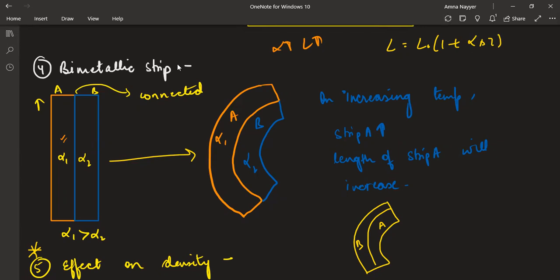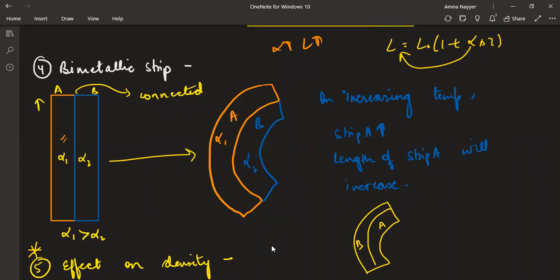So in the bimetallic strip, it was mentioned that, out of A and B, alpha 1 is greater than alpha 2. So if alpha 1 is greater than alpha 2, alpha 1, meaning A, will have a greater length because of this relation. This will have greater length in comparison to B. So that's why it curves like this. Both will curve, but A will have a longer curvature as compared to B.